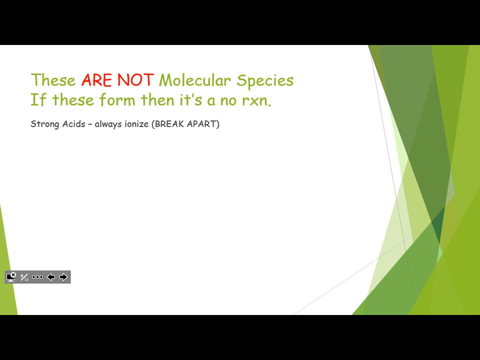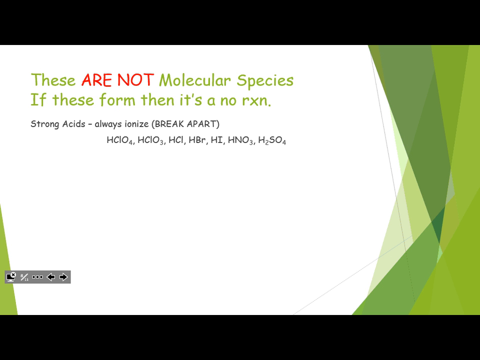And strong acids always ionize. They always break apart. You have to memorize these, and you should have them memorized for the very next time that you see me. The strong acids are perchloric acid, chloric acid, hydrochloric, hydrobromic, hydroiodic, nitric acid, and sulfuric acid. These are all strong acids. They are not molecular. They are ionic.